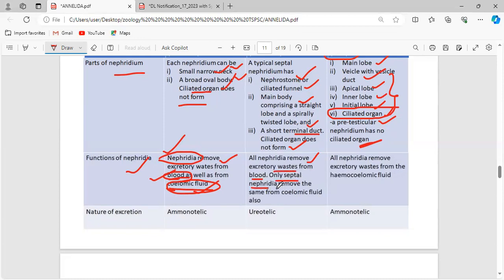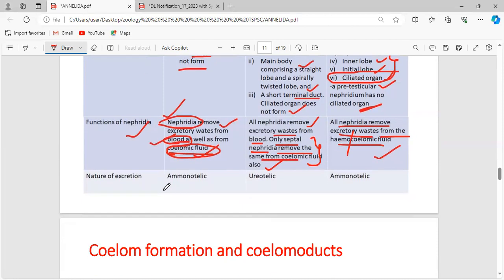Now, all the nephridia remove the excretory waste from the blood. Only septal nephridia remove the same from the coelomic fluid also. Okay, here in the case of earthworm, the septal nephridia remove the excretory waste from the coelomic fluid. Here, all nephridia remove the excretory waste from the haemocoelomic fluid, which means what? In the blood as well as the coelomic cavity.